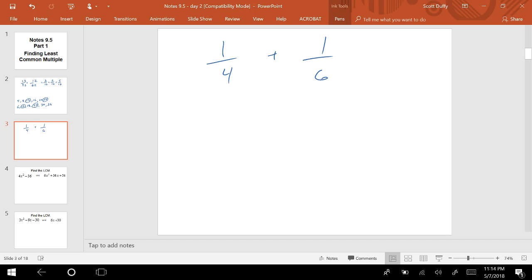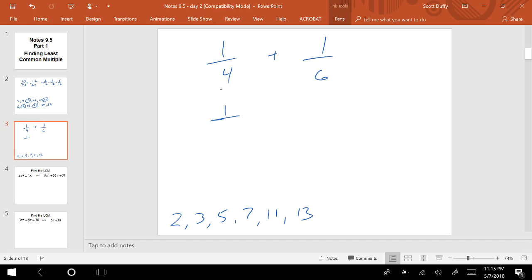Prime factorization is where you find the prime numbers, such as 2, 3, 5, 7, 11, 13. Prime numbers are numbers that are only divisible by themselves or 1. 2 is only divisible by 2 or 1. 3 is only divisible by 3 or 1. 4 is divisible by both 2 and 1, that's why I didn't include it. 5, same thing. So what you want to do to this 1/4 is rewrite 4 as a factored number with prime numbers.